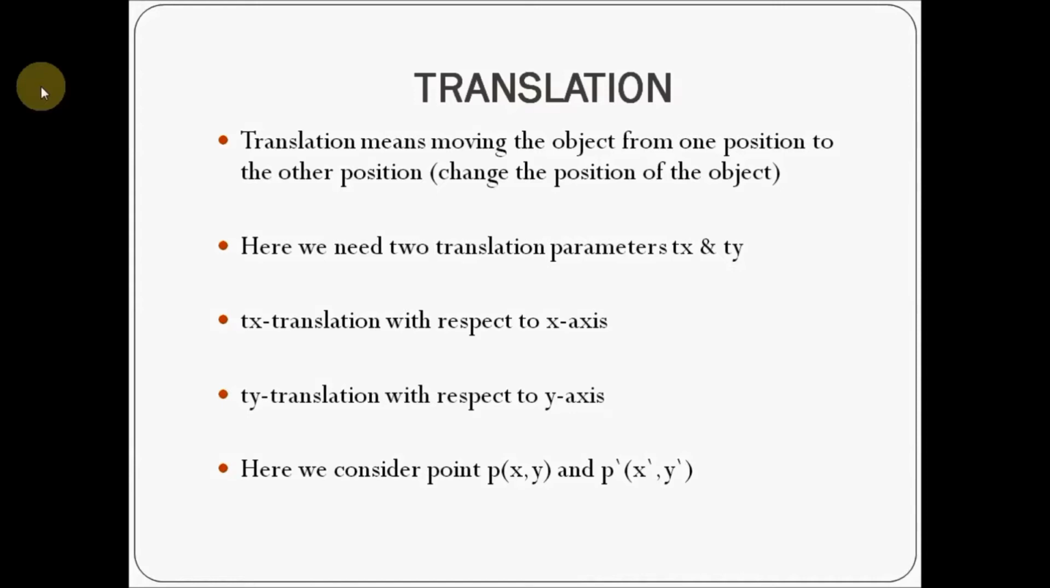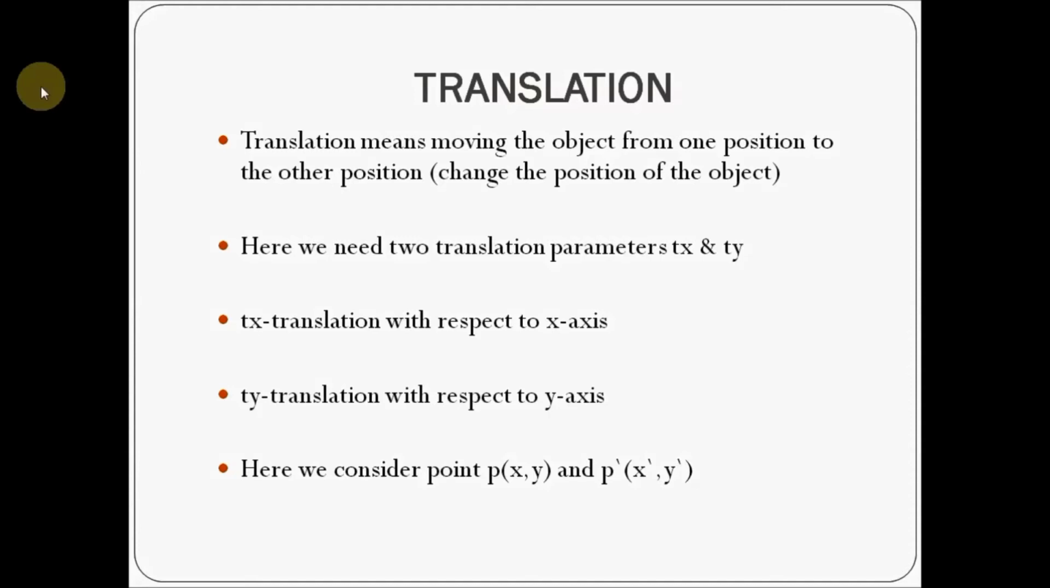And to do this, here we need two translation parameters. These parameters are nothing but tx and ty. Tx is translation with respect to the x-axis. Ty is translation with respect to the y-axis. You know that here we are using 2D transformation, that's why we need only two axes, x-axis and y-axis. That's why tx is a translation with respect to the x-axis, and ty is a translation with respect to the y-axis.